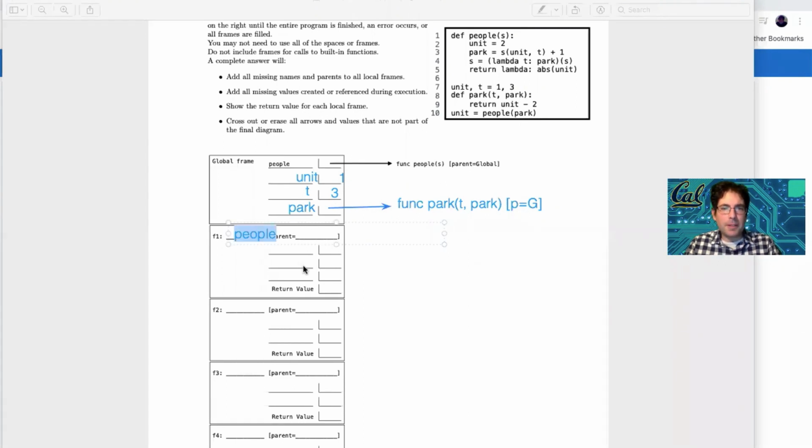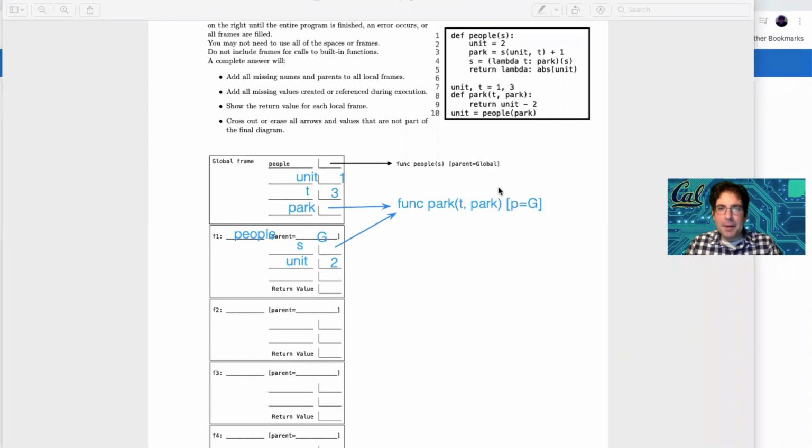And then we call people on park. People is a global function, so it gets defined in the global frame. People's formal parameter is s. And s gets bound to the argument that was passed in. When you have an assignment statement like unit equals 2, it always affects the current frame. So we wouldn't be changing unit in the global frame.